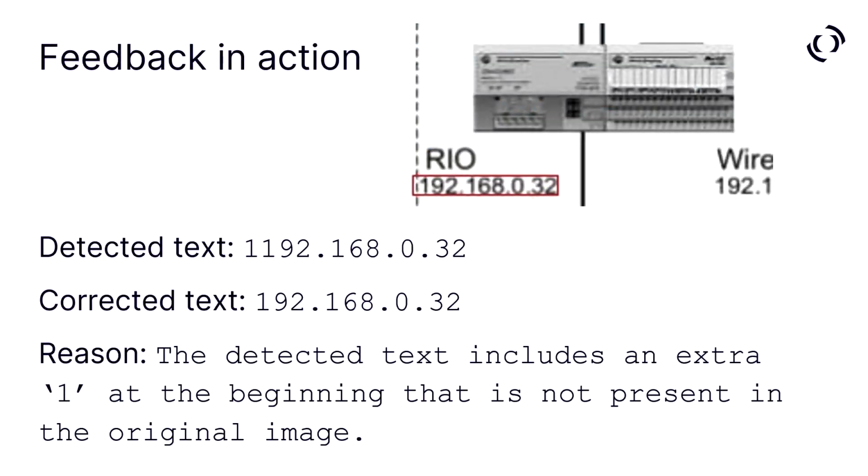So some examples of this. This was one where the OCR tool detected an extra 1 from this dotted line over at the left there. And when we gave it the prompt that we just saw on the last slide, the large language model came back and said, oh yeah, the detected text includes an extra 1 at the beginning that's not present in the image. And so it was able to fix that up for us. And that's one fewer correction that a human's going to have to go in and do manually. So for that part, it starts to look pretty good.